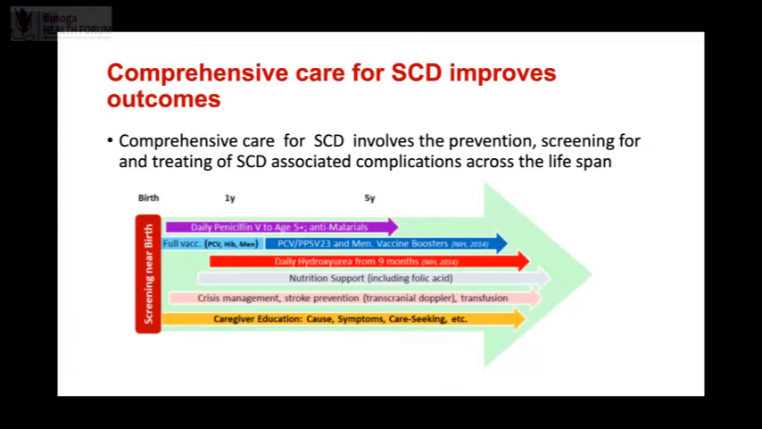And that is why sickle cell disease has now become one of the leading causes of heart failure, kidney failure, and sexual dysfunction in adults. So therefore, what does comprehensive care mean? It means the prevention, the screening for, and treating of all sickle cell associated complications across the lifespan.